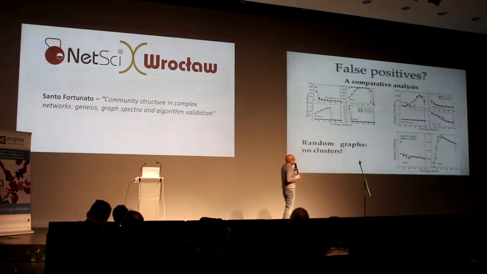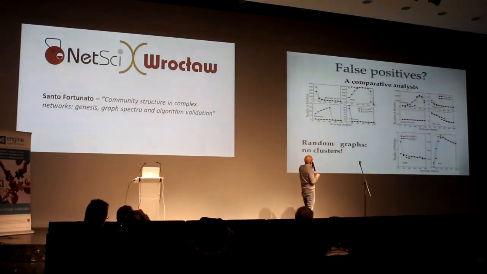So in this case, you do not expect to find clusters in there. So if you find clusters, there is something wrong with your algorithm. So what we did here, we took two different random graphs, scale-free graphs, Barabási-Albert and Erdős-Rényi graphs. These are all networks with 1,000 nodes.